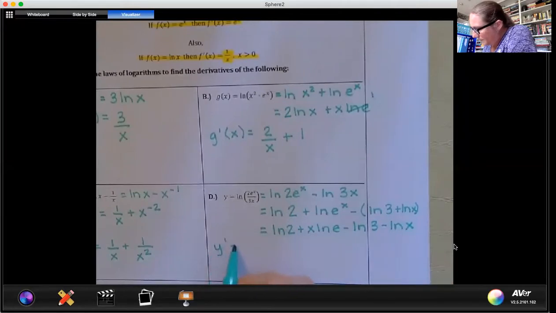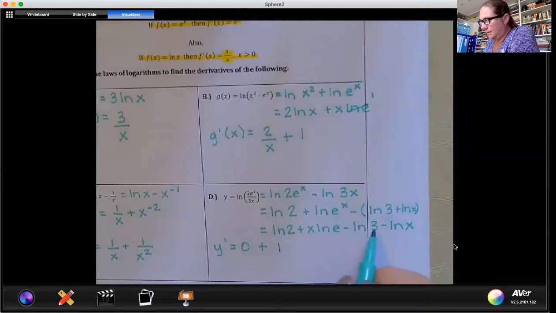Say y prime. Ln of 2 is a number, and the derivative of a number is 0. Plus x ln e. Ln e is 1. The derivative of x is 1. Minus ln of 3. Derivative is 0. Minus ln x. Minus 1 over x. Y prime: 1 minus 1 over x.